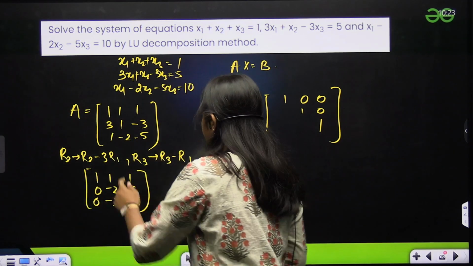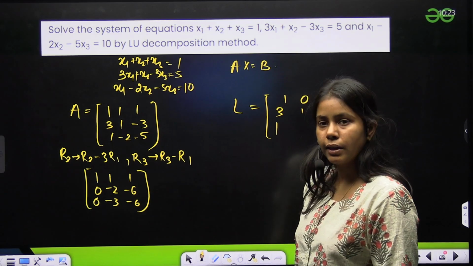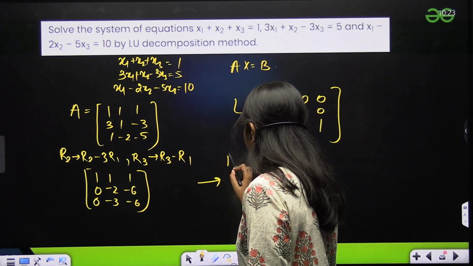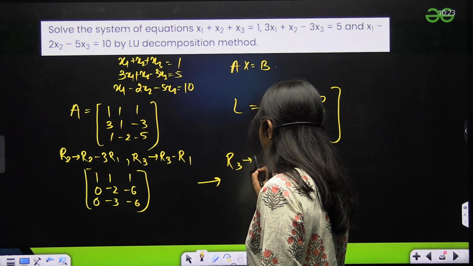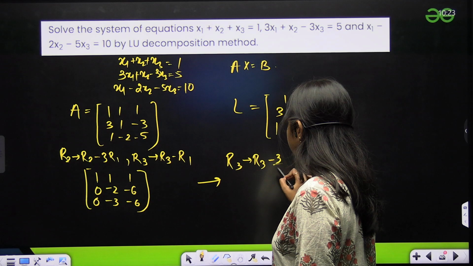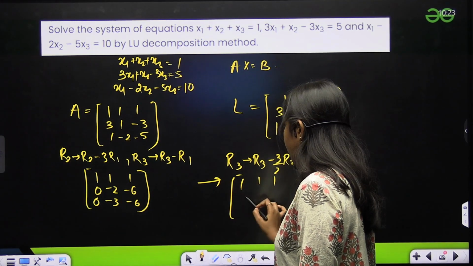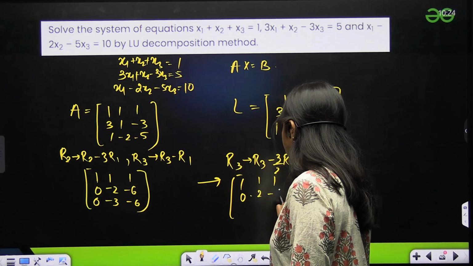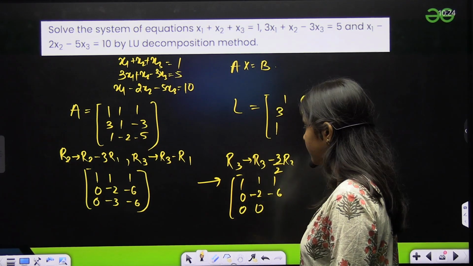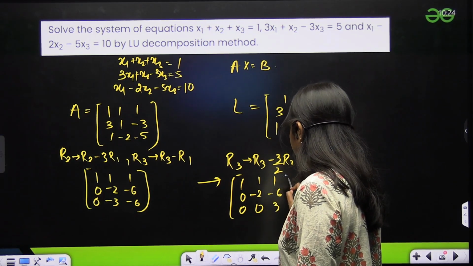Now because I have subtracted 3 from here, I'll add 3. I have subtracted 1 from here, I'll add 1. Okay, like what we have done in the previous question. Now again I'll apply the operation R3 tends to R3 minus 3 by 2 R2. What would I get? 1 1 1, 0 minus 2 minus 6, this would remain the same, and this would become 0 0 because we are subtracting 3 by 2. 2 3s are 6, 3 3s are 9, minus 6. So we get this matrix.